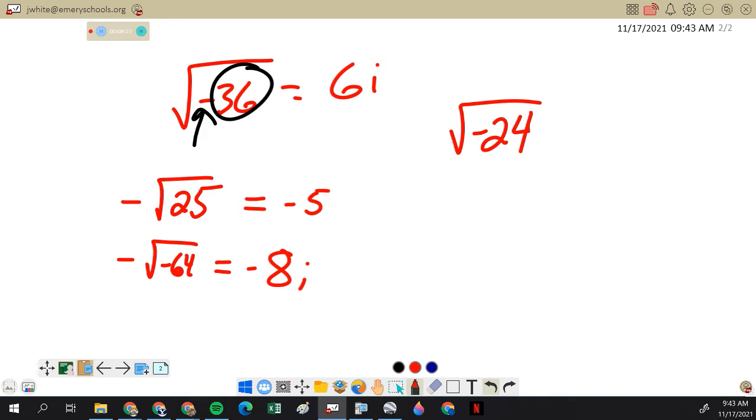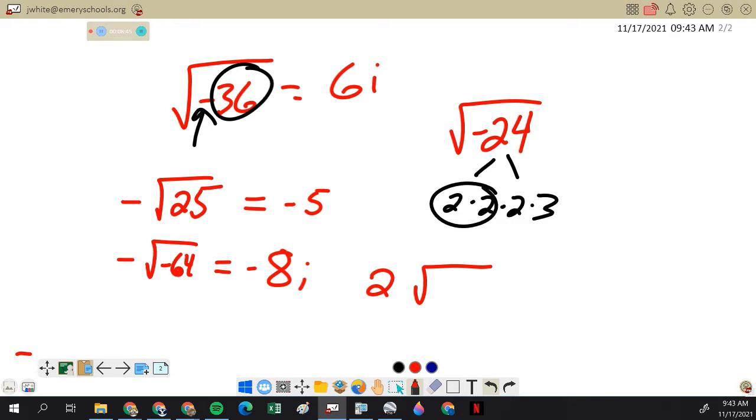Okay. What about the square root of -24? That one doesn't come out evenly, but I can factor it. And if I factor it, I get 2 times 2 times 2 times 3. What can I bring out? A set of 2's. So I put 2, and what's left on the inside? 6. Where do I put the negative? Where do I put the i?